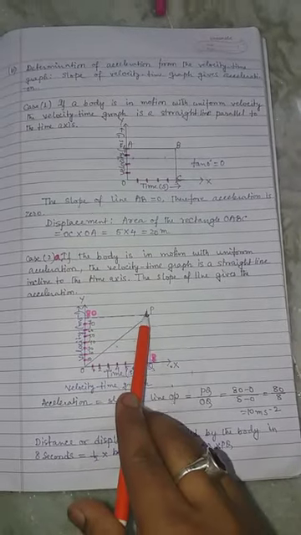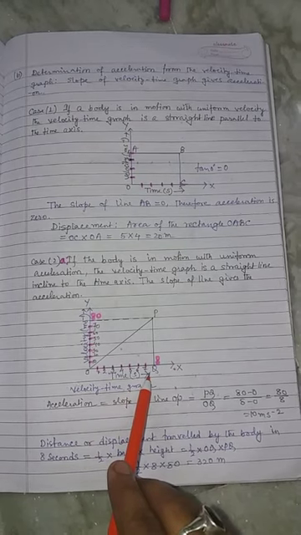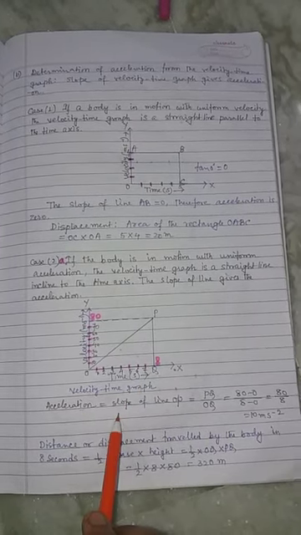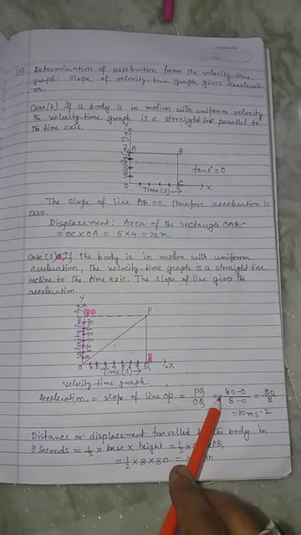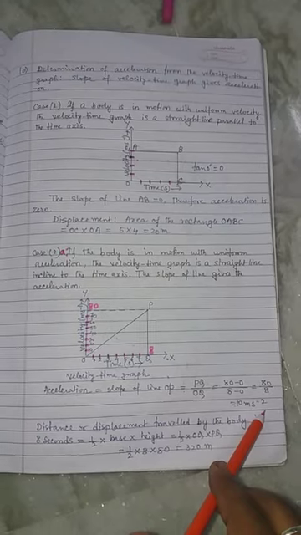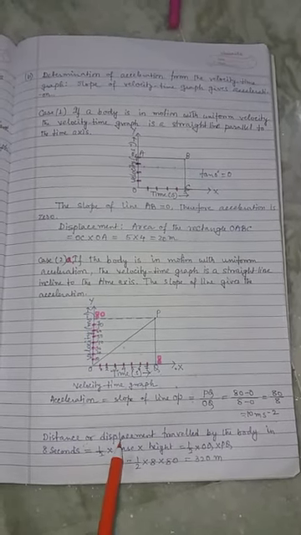So the value of PQ equals 80, the value of OQ equals 8. So acceleration, or slope of line OP, equals 80 by 8, equal to 10 meter second to the power minus 2. Now here we also calculate distance or displacement.